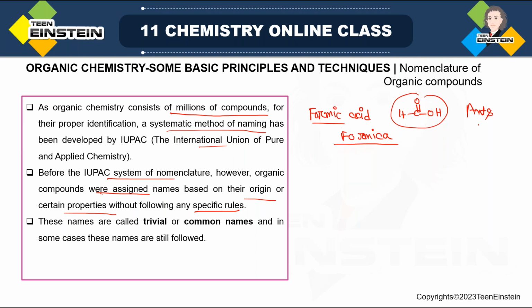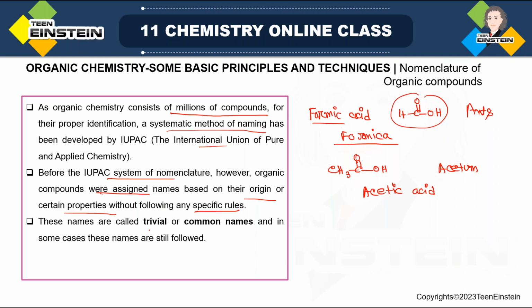Then another example is acetic acid, CH3COOH. Here the Latin origin of this name is acetum, and acetum is basically the name for vinegar. Just like formica is the name for ants, acetum is the term used for vinegar. It is a Latin word. And based on that, the common name that we get for this molecule is acetic acid. Okay. So this is the origin of trivial names or common names, based on their origin or some common property.